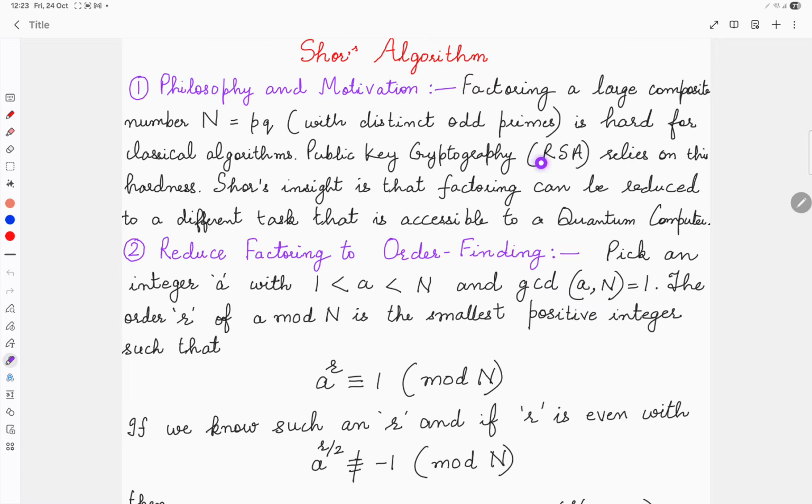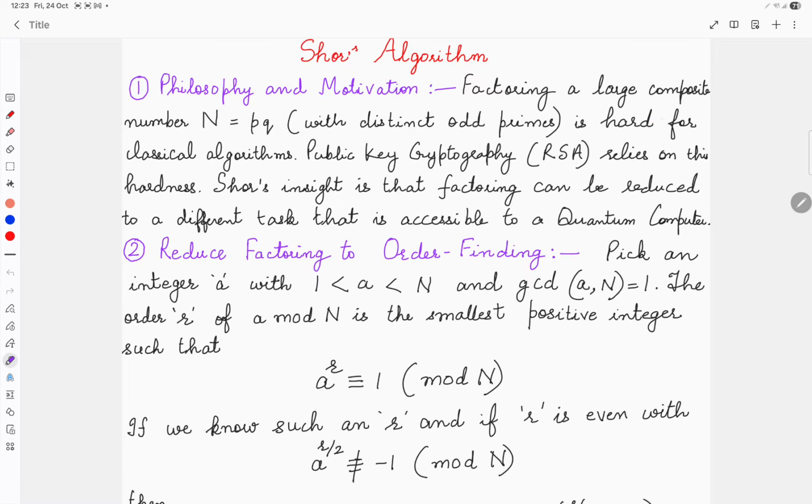So, public key cryptography uses this hardness in developing a secure cryptographic algorithm, which is used in many banking systems and other security related issues. So basically what I want to say is that public key cryptography relies on this hardness because factoring a large composite number is very hard for classical algorithms.